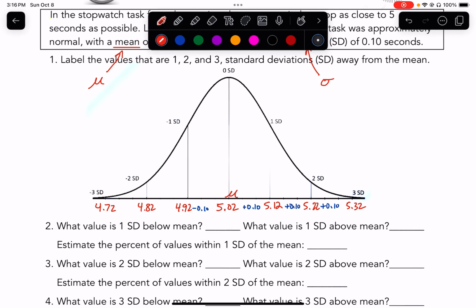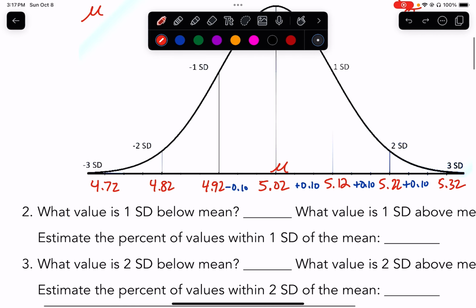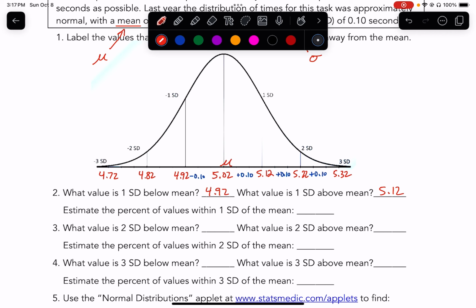So question 2 says what value is 1 standard deviation below the mean? Our mean is here, below it is to the left, so 1 standard deviation below would be 4.92. What value is 1 standard deviation above? That would be 5.12. And then estimate the percentage of values within 1 standard deviation of the mean. Within 1 standard deviation means on both sides of the mean, so that's basically from here all the way to there.